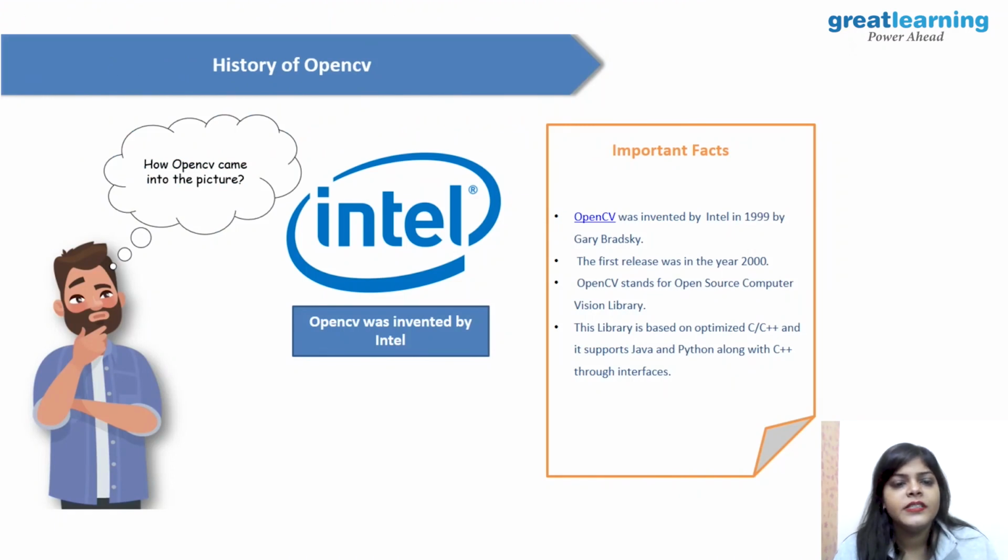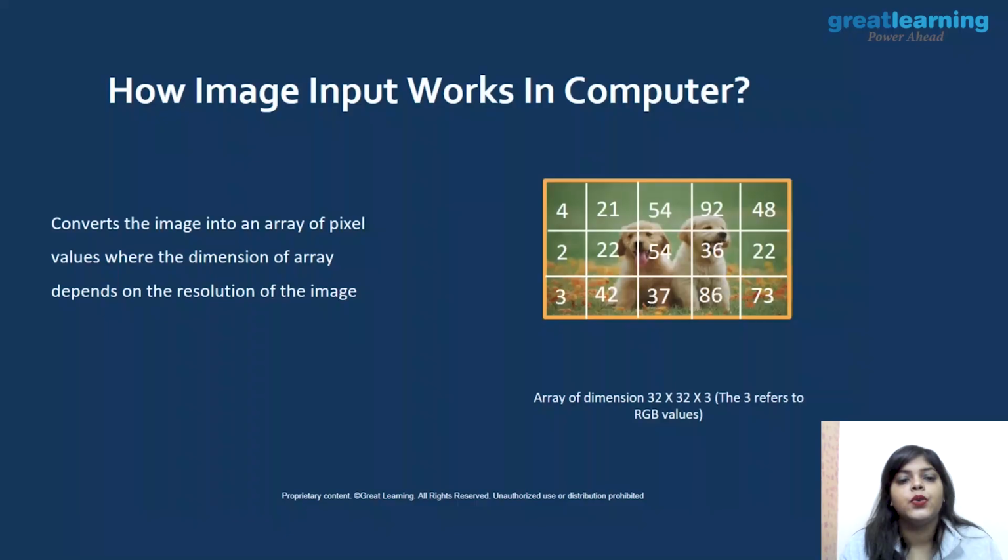Now you may ask how OpenCV came into the picture. OpenCV was invented by Intel in 1999 by Gary Bradski. The first release was in the year 2000, and OpenCV stands for Open Source Computer Vision Library. The library is based on optimized C and C++, and it supports Java and Python along with C++ through interfaces. So OpenCV was invented by Intel itself, and this is the library we are going to use.